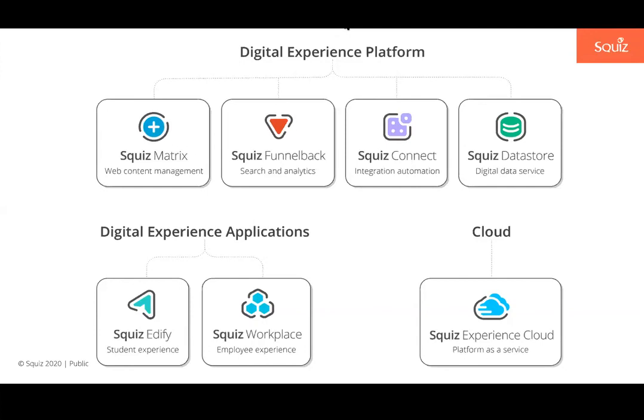So the digital experience platform we provide, it's running on our Experience Cloud. So these are all cloud-based products. And we have the Squiz Matrix content management system. We have Funnelback for search and analytics. Connect is our integration platform. So that's our integration as a service, cloud-based integration platform. And Data Store, which is our low-code offering to help speed up developers, which is our data service.